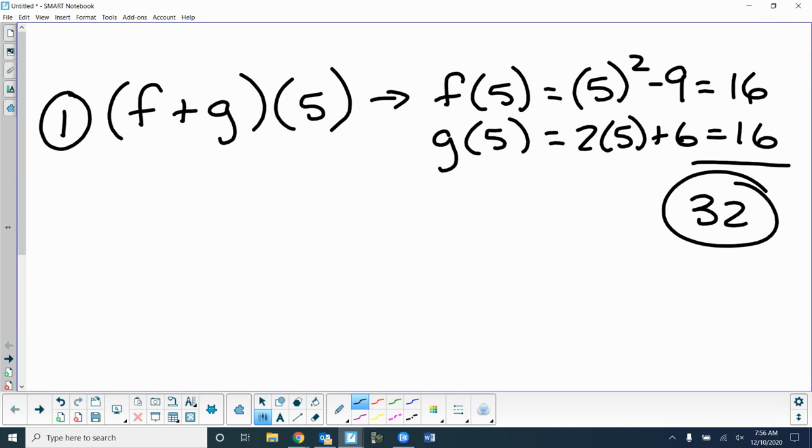Okay? But if you wanted to add them first, the x squared plus 2x minus 3, when you add those, add the negative 9 and the positive 6, you get the minus 3. And then plug in 5, that's fine as well.